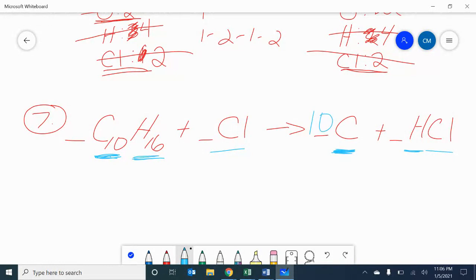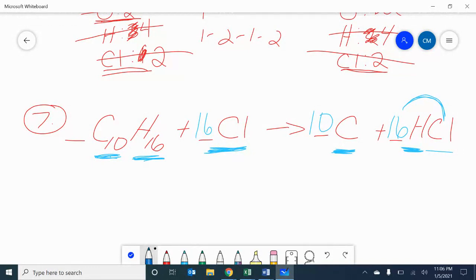I've got 16 H's on the left. Can I get 16 on the right? Yep, just put a 16 right there. 16 times 1. Now I also just affected my chlorines, though. I just made 16 chlorines. I have 1 here. Can I get 16? Yeah, just put a 16. All right, chain reaction stopped.